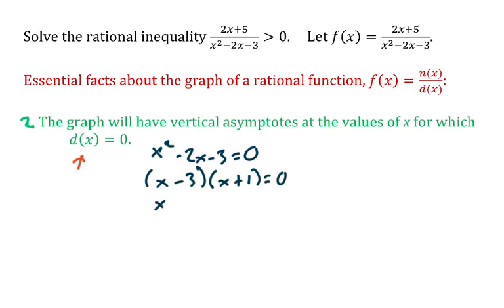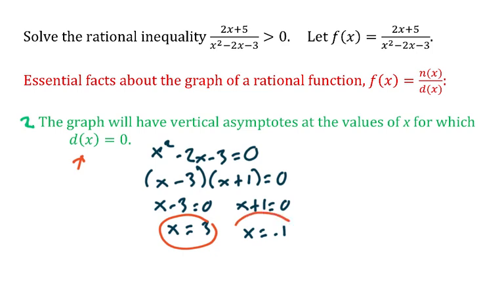Take the factors, set them equal to 0, and we will see that there's going to be a vertical asymptote at x equal 3 and another vertical asymptote at x equal to negative 1. That work is going to be helpful because now I am going to look at the graph of this function, and just looking at the graph, it may not be obvious if you didn't check these facts first.